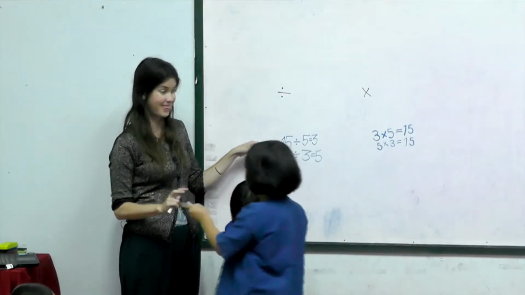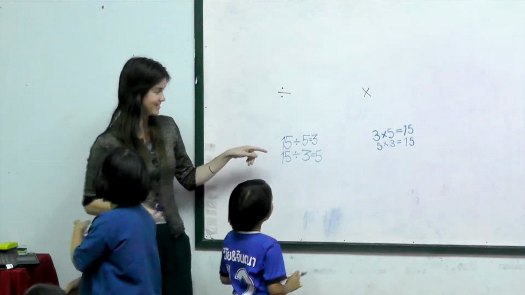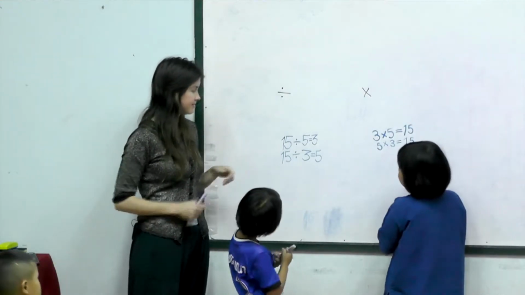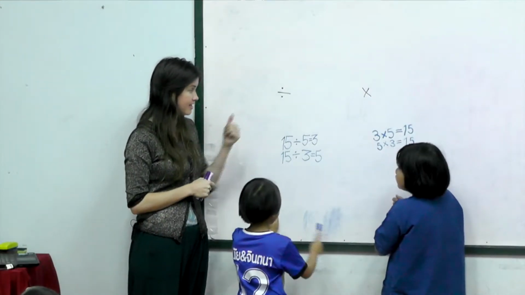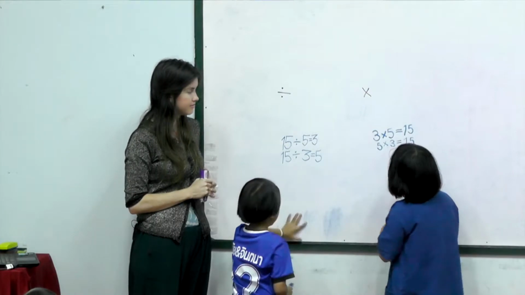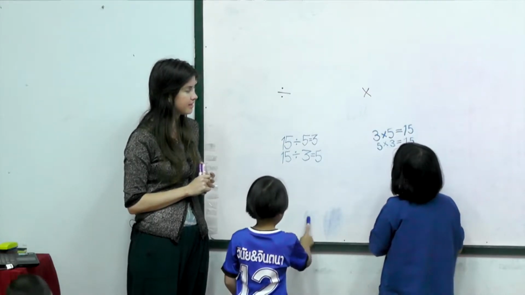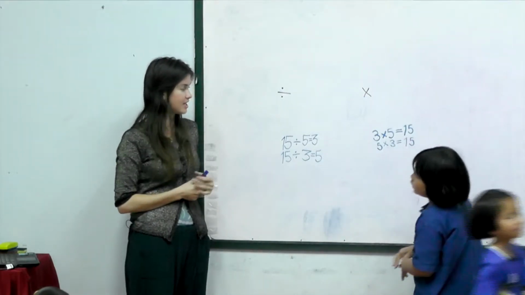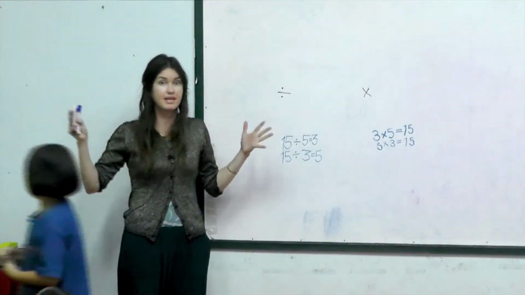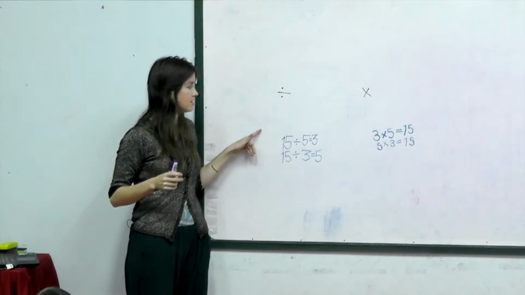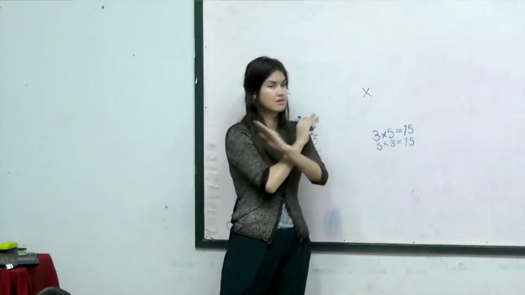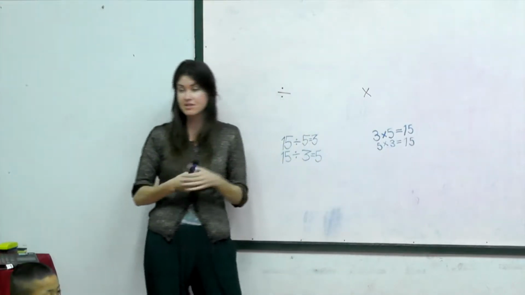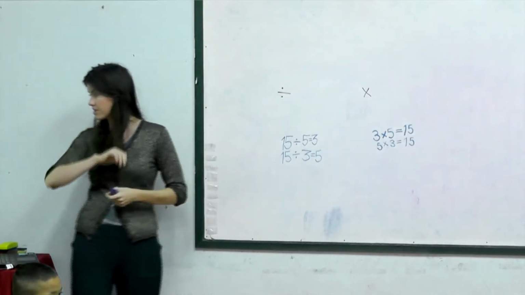15 divided by 5 equals 3. Or 15 divided by 3 equals 5. Very nice. What do you have, Laka? 3 times 5 equals 15. And 5 times 3 equals 15. Good job. So for division, we've got our biggest number first. For multiplication, we've got our biggest number as our answer. Very nice job, girls. Let's do a couple more numbers.